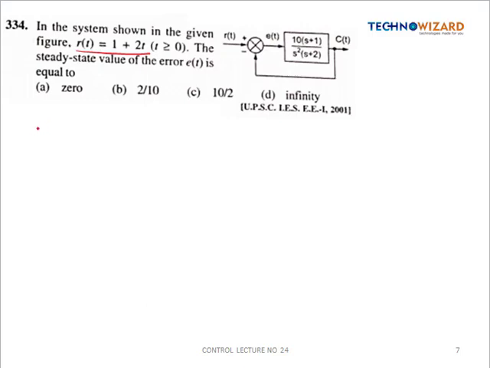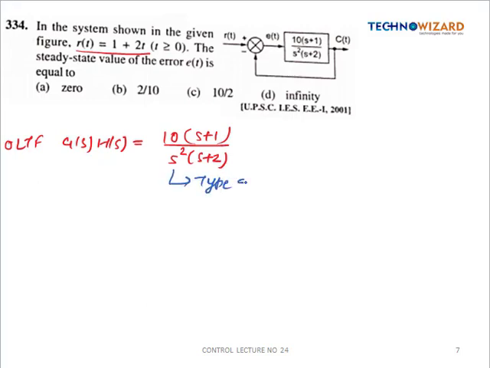Okay, so now first of all, let us find the open loop transfer function, which is G(s) H(s). Here it is unity feedback, so H(s) is 1. So G(s), that is the forward path gain, is 10(s+1)/(s²(s+2)). As the two open loop poles are lying at the origin, the type of this system is 2.